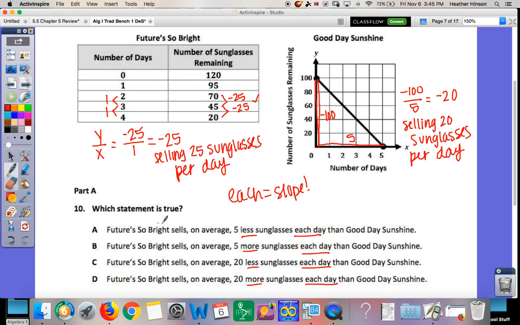So, Future So Bright sells on average 5 less sunglasses, 5 more sunglasses, 20 less, or 20 more. What's the difference between those? Future So Bright is selling 25. Good Day Sunshine is selling 20. What's the difference? The difference is 5. 25 minus 20 is 5. Does Future So Bright sell 5 less or 5 more? They sell 5 more. They're doing 25. Good Day is only doing 20. So they're selling more. So B.